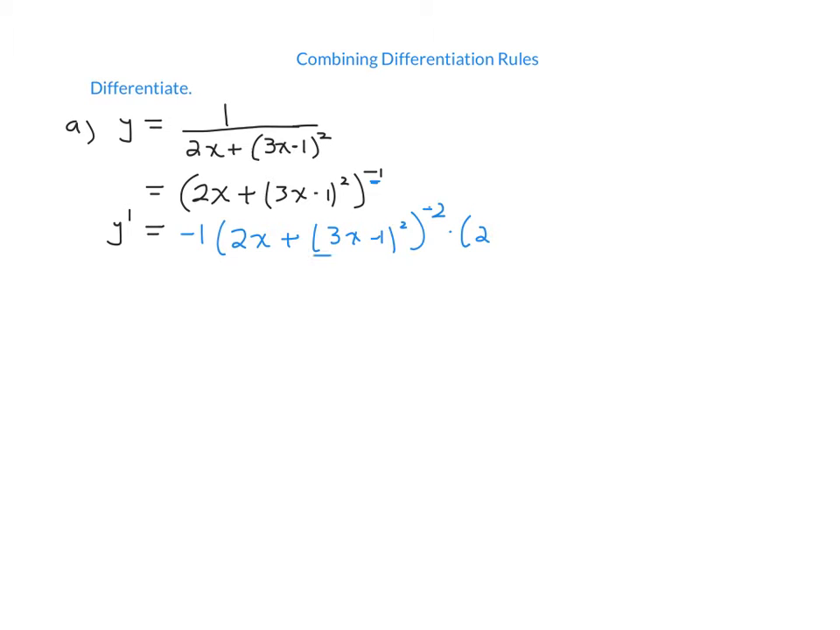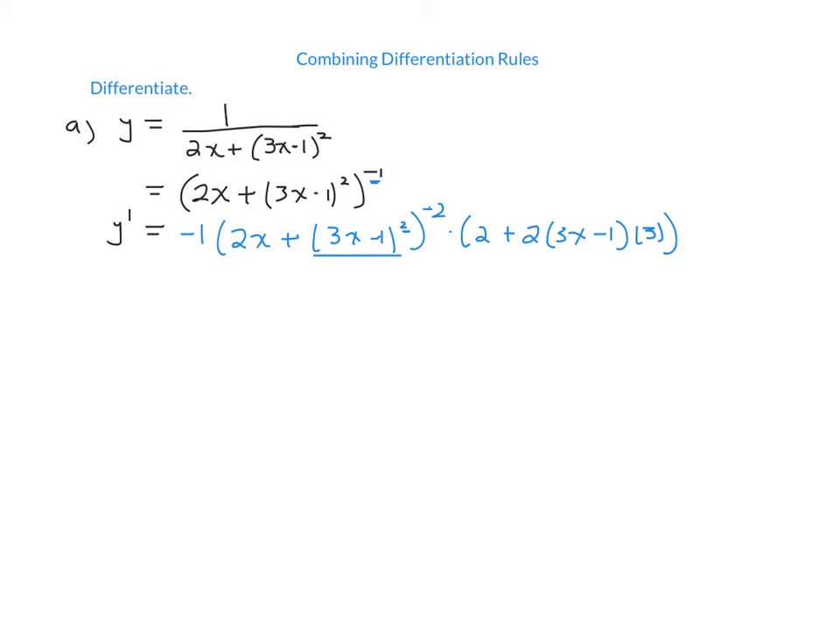But then when I look at this, the 3x minus 1 all squared, I can apply the chain rule to that, the derivative of what's inside. So the 2 exponent here comes down front. We're going to have 3x minus 1, and instead of an exponent 2, we're going to reduce that by 1. That just makes an exponent of 1. But then I have to times that by the derivative of what's inside that bracket, which is a 3.